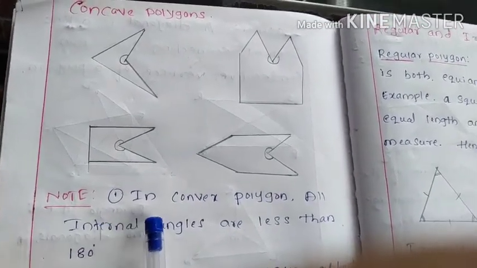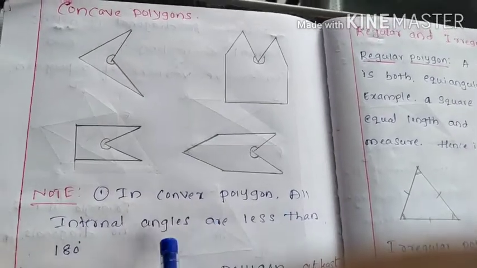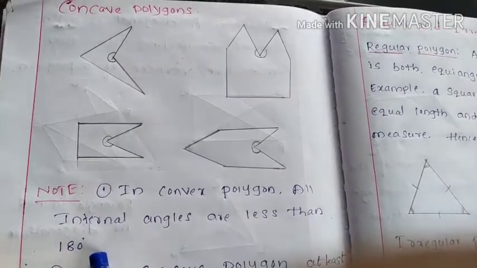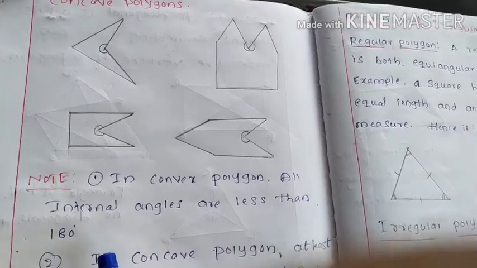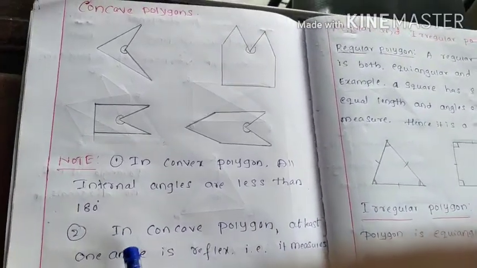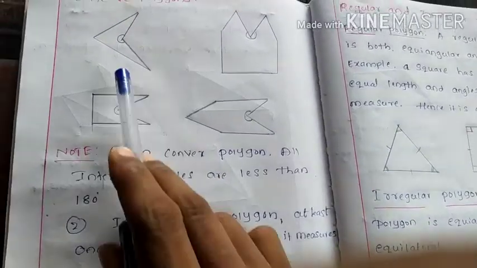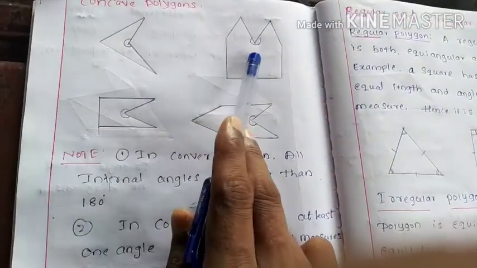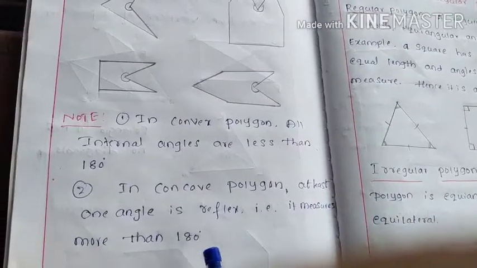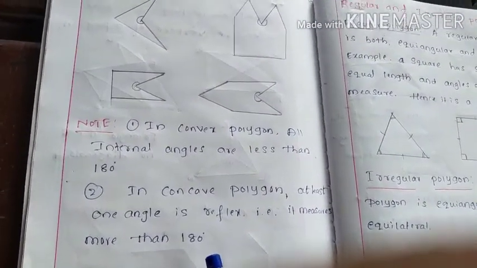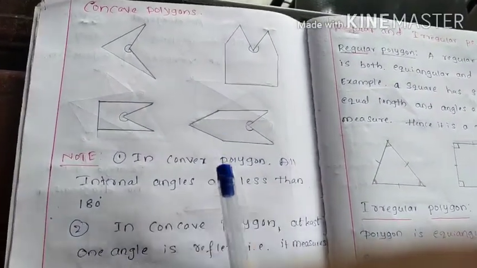Okay, so note point: in a convex polygon all internal angles are less than 180 degrees. Okay, but in concave polygons at least one angle is reflex. So one angle must be reflex here, meaning more than 180 degrees. Okay, so these are concave polygons.